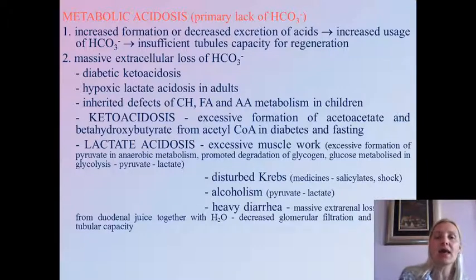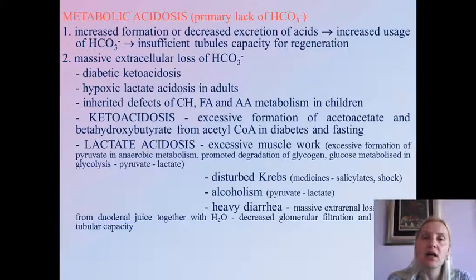Or we can have a massive extracellular loss of bicarbonate ion. For example, in diabetic ketoacidosis, in hypoxic lactate acidosis in adults, inherited defects of carbohydrate, fatty acid, amino acid metabolism in children. And let's illustrate some of these that we have already mentioned in some previous chapters. So we have mentioned ketoacidosis when we discussed the metabolism of ketone bodies, if you remember. And ketoacidosis is a result of an excessive formation of acetoacetate and beta-hydroxybutyrate, excessive formation of ketone bodies from acetyl coenzyme A in diabetic patients and during fasting periods.